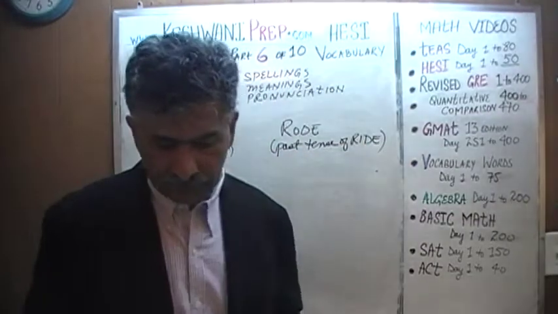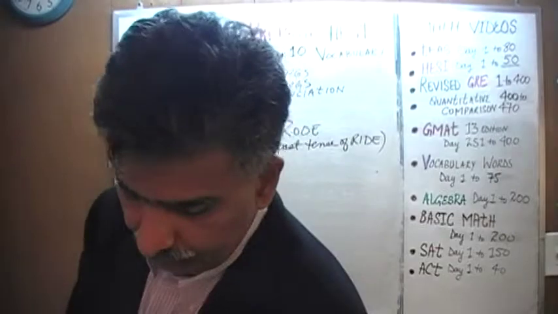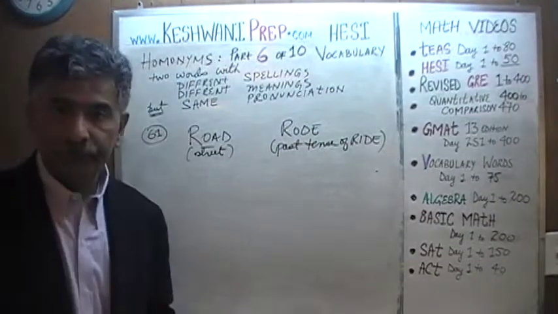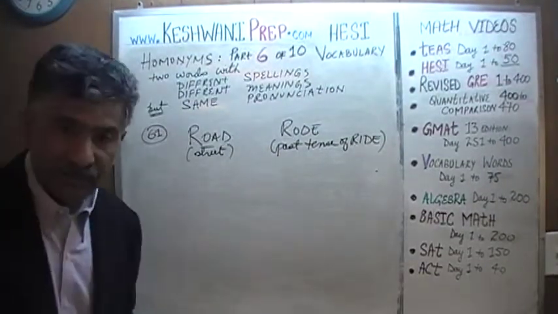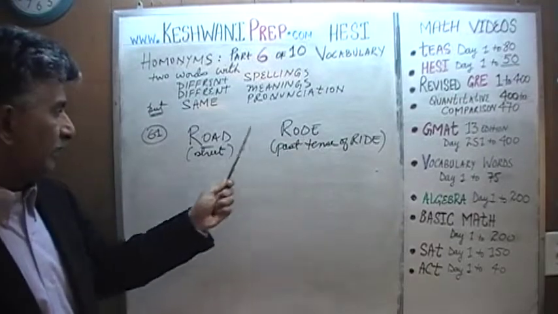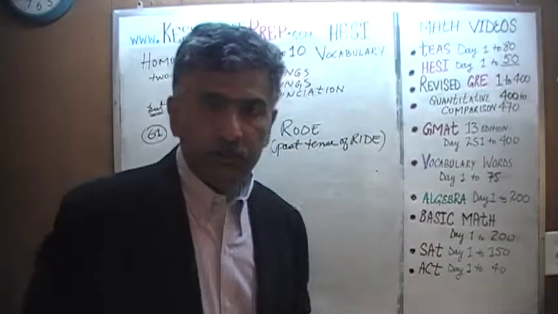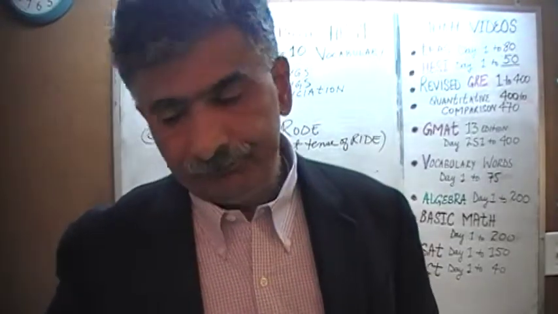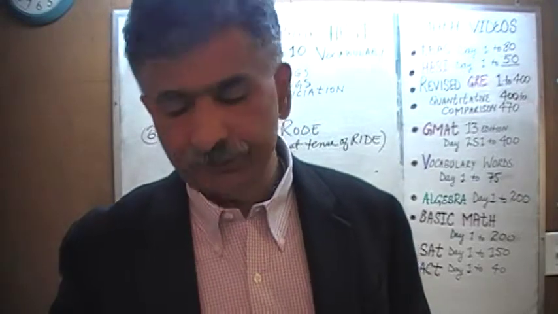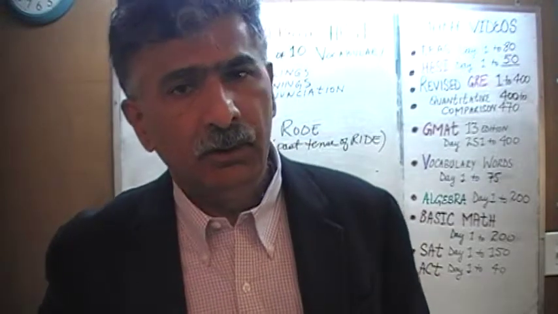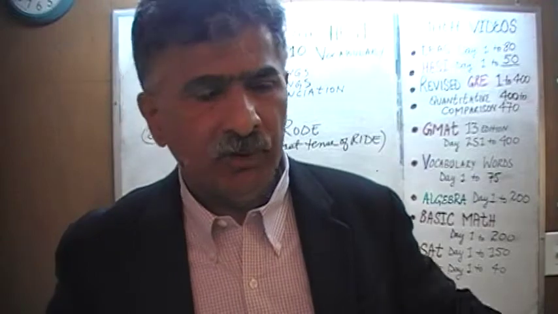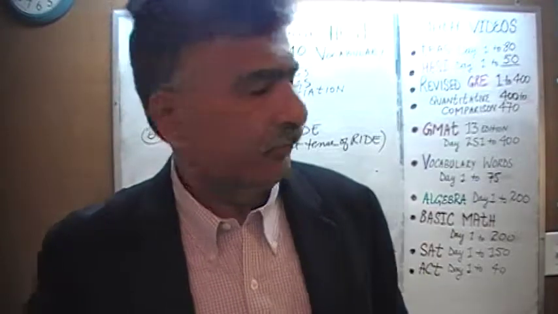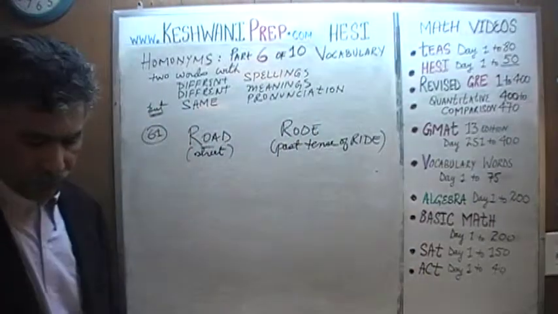Don't take that particular road. I rode my bicycle on that road. That road is very bumpy. Don't go that way. Do you understand? You won't have a smooth ride. How do you know I won't have a smooth ride? Because I rode on that road. I rode my bicycle on that road.